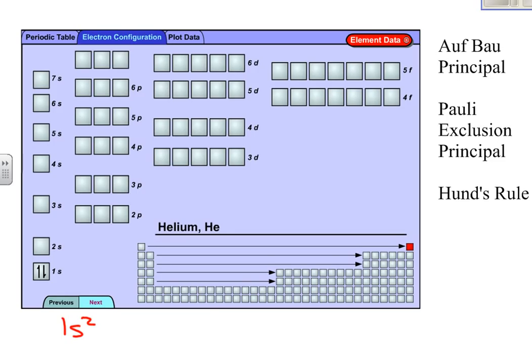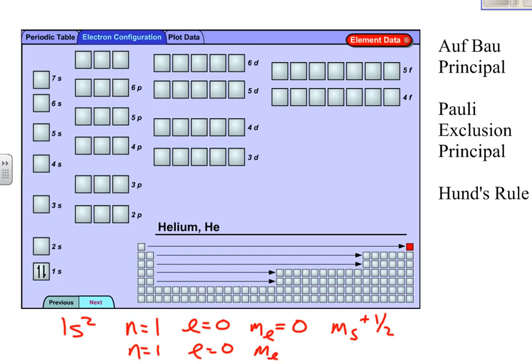Well, both of those electrons can't have the same four quantum numbers. So one of them would be n equals 1, L equals 0, m sub L equals 0, m sub s plus 1/2. The other electron, still n equals 1, L equals 0 for the s, m sub L equals 0, but m sub s would be minus 1/2. So it would have a spin in the opposite orientation.